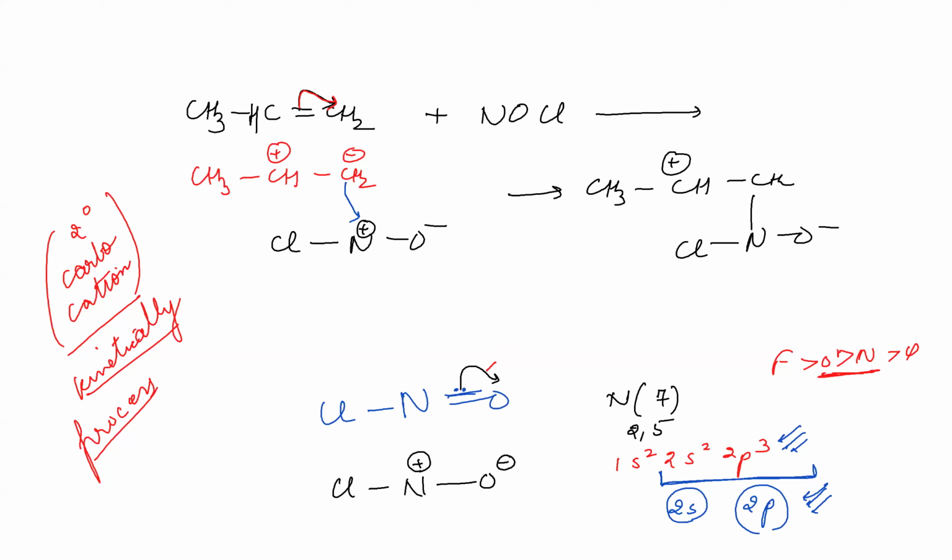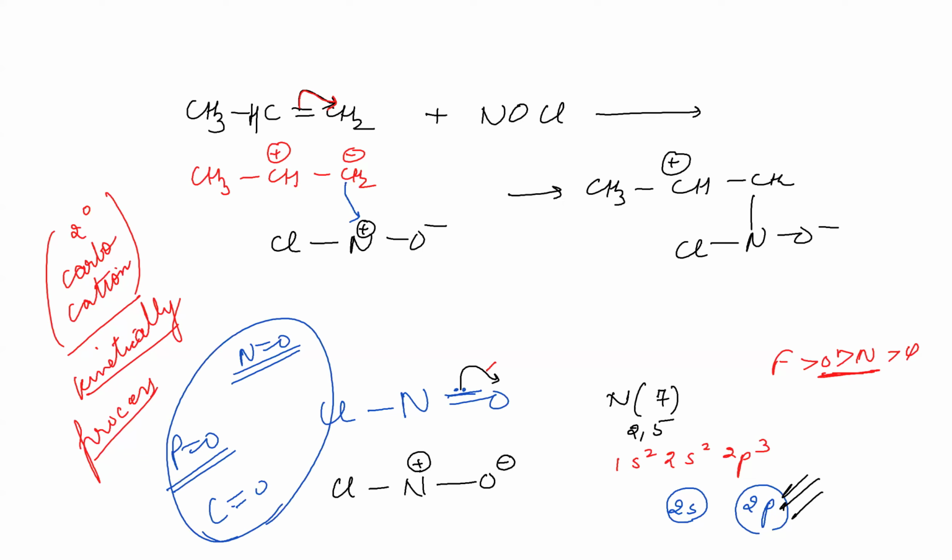So it cannot expand its octet, right? It cannot expand its octet. So you will have this as 2s and 2p, right? So maximum it can do is form 3 bonds. So when it can form only 3 bonds, what does that mean? That means it is going to attack here and we will have an O negative, right? But understand, the NO bond is a very strong double bond. P double bond O is a very strong double bond. C double bond O is a very strong double bond. These double bonds are very difficult to break.